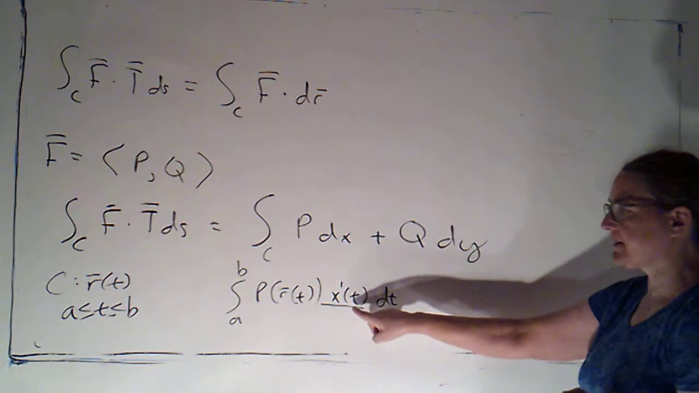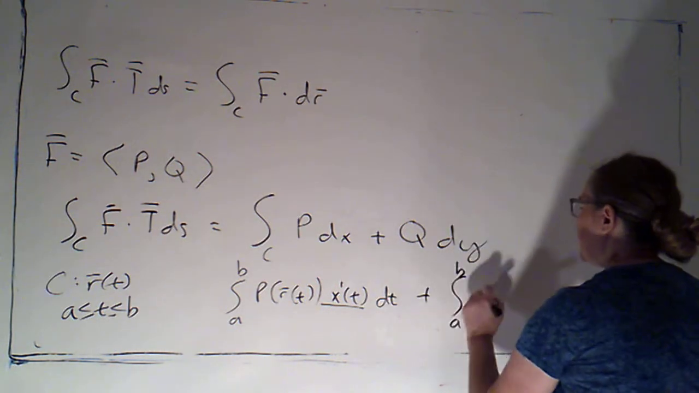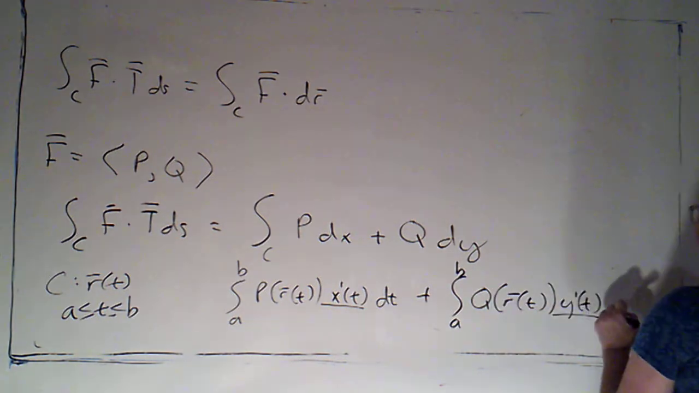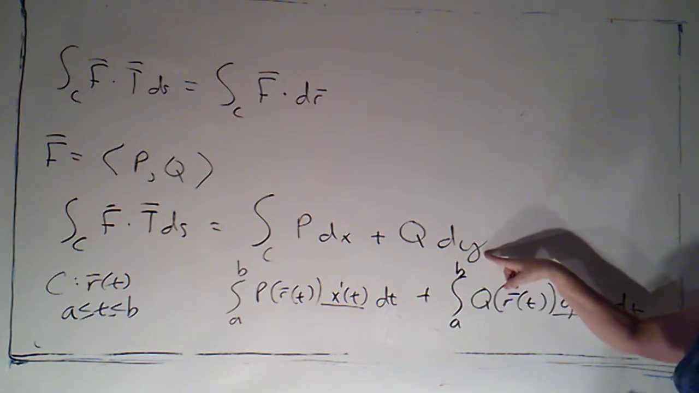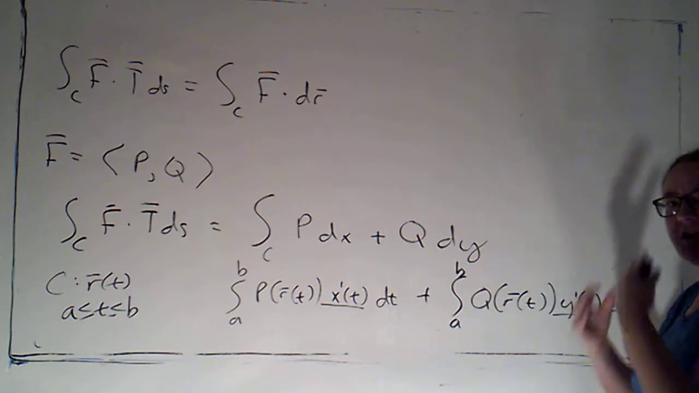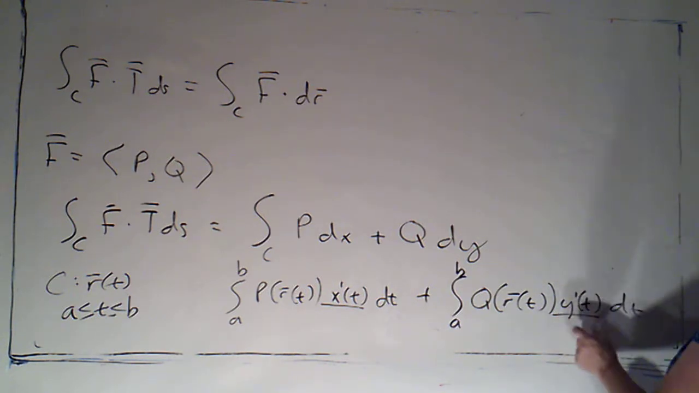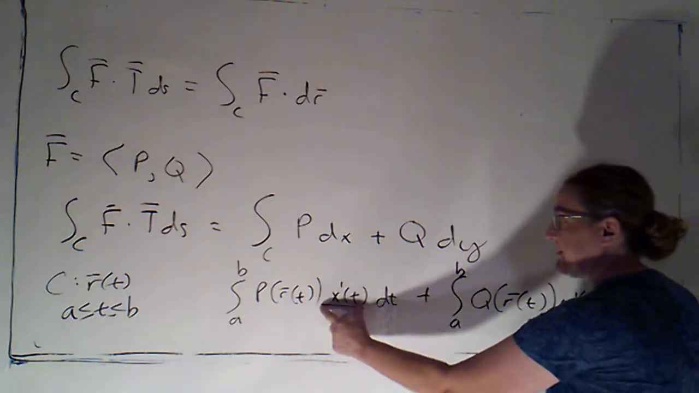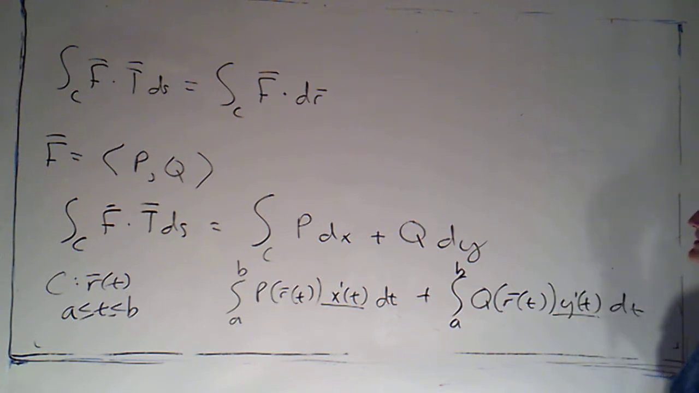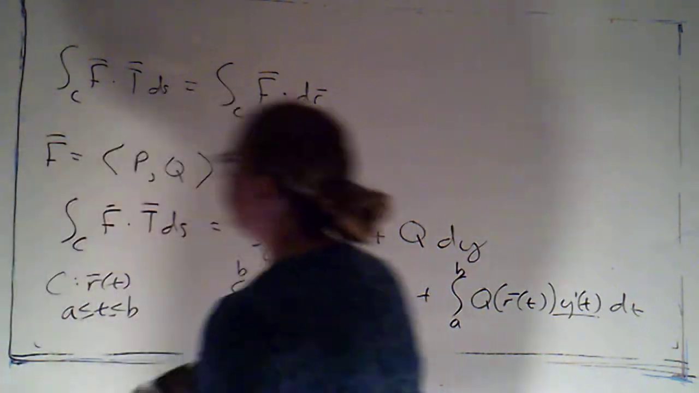That's the scaling factor I get in switching from dx to dt, plus the integral from a to b of q of r of t times y prime of t dt. So if you've got an integral and it's a line integral, but you're integrating dx or dy, your scaling factor for switching to dt is just the appropriate derivative, the derivative of x as a function of t or the derivative of y as a function of t. Okay, excellent.